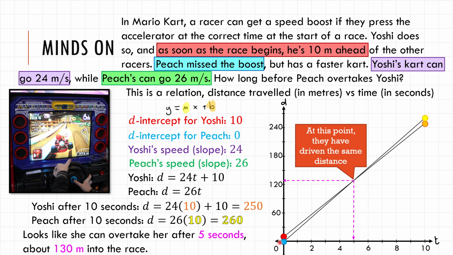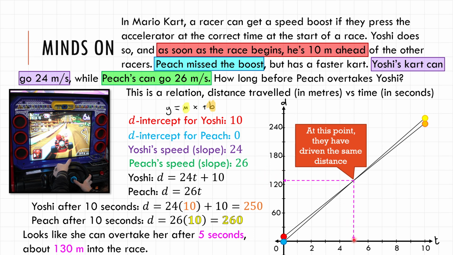This is a system of linear relations. A system means more than one. So here we have a linear relation for Yoshi and a linear relation for Peach. A point of intersection in a linear relation is a point where both relations have the same x value and the same y value, or the same whatever the variables are. In this case, the time was the same at 5 seconds, and the distance was the same at 130 meters.